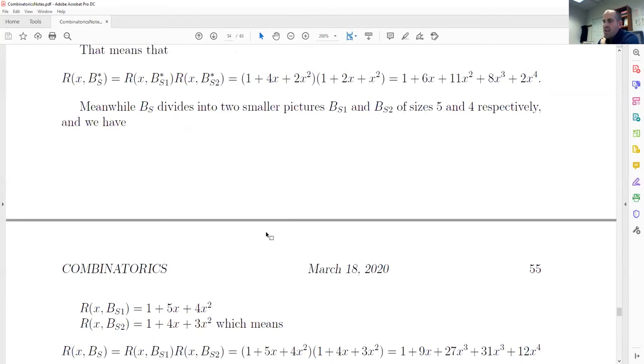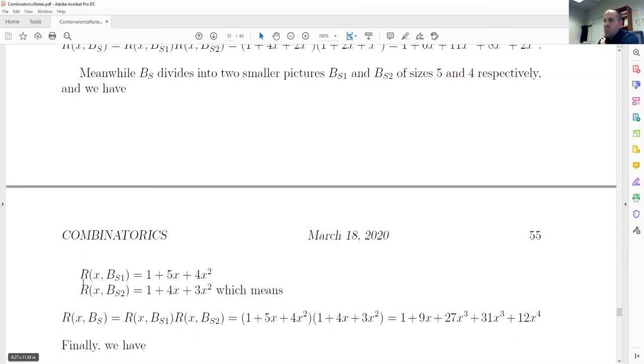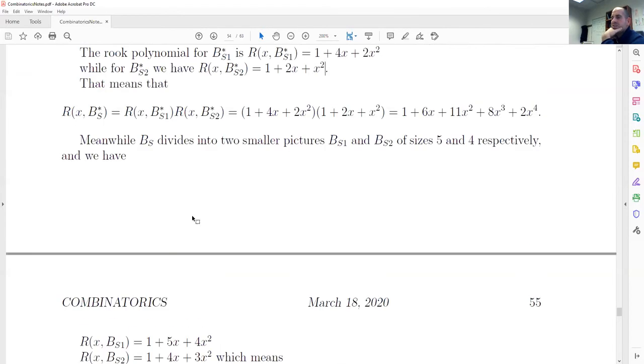We go down here, Rx of BS1, I claim it's this. Let's see if we can figure this out. So apparently, as always, there's 1 way to place 0 rooks, 5 ways to place 1 rook. We know that because there were 5 squares. 4 ways to place 2 rooks. Okay, so let's see if that's true.